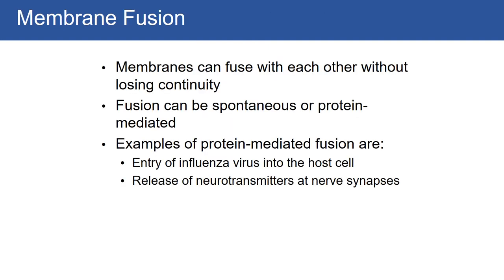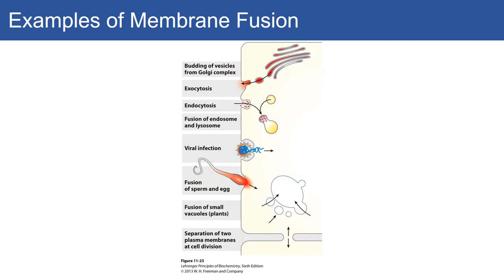Curvature is kind of important for fusion. Membranes fuse with each other without losing continuity, so it's almost a seamless process. Fusions can be spontaneous or protein mediated. A lot of times things like viruses will use a protein mediated one. We also have release of neurotransmitters, which is an example of this and an important functionality of membrane fusion.